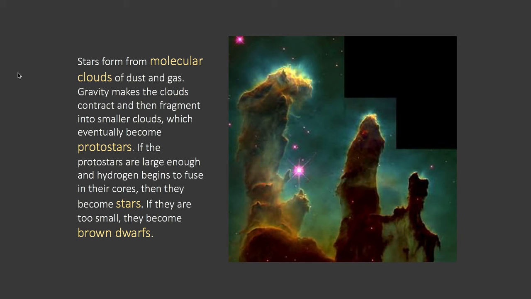Now, if the original molecular cloud is fragmented into a piece that's too small, it may not form a star. In that case, it will become what we call a brown dwarf. Sometimes you see these referred to as brown dwarf stars. If you define a star as having nuclear fusion in the core, then these are not technically stars. They're round balls of dust and gas. They look more like Jupiter than the sun.